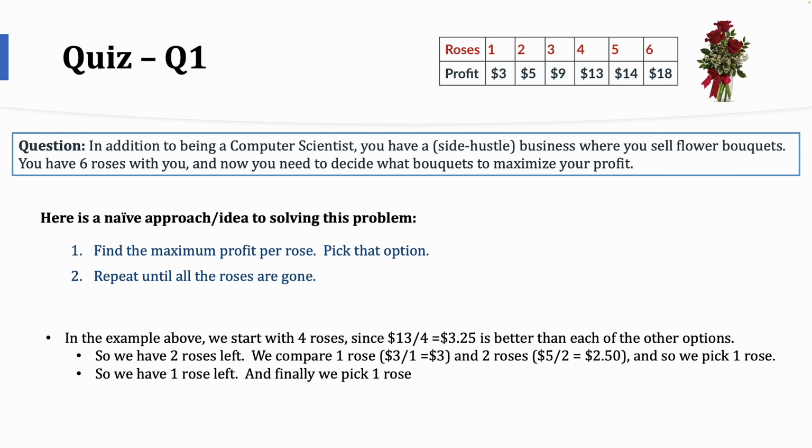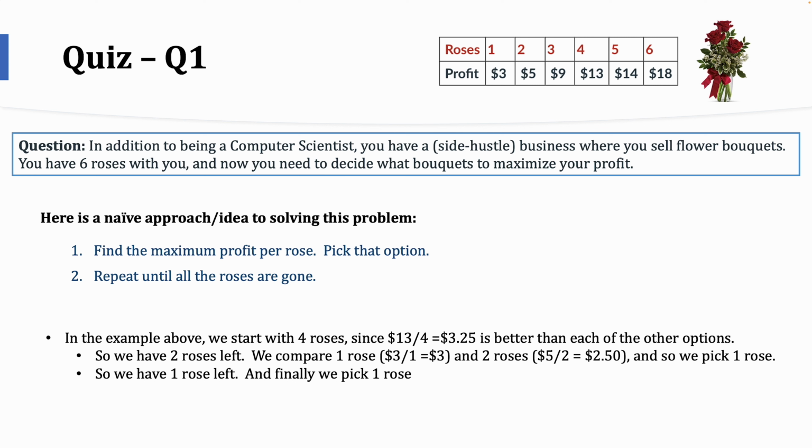And if you keep comparing the maximum profit per rose, or the unit profit of the rose, for each of these configurations, it turns out if we sell 4 roses, that's going to be a better option, because that's going to give you the maximum profit per rose from the first place, which is going to be 3.25. And if you do that, you're going to be left with another 2 roses. And then you keep playing the same game.